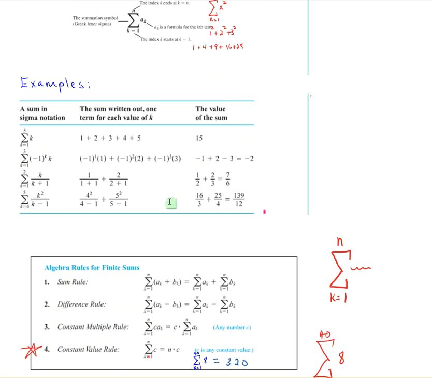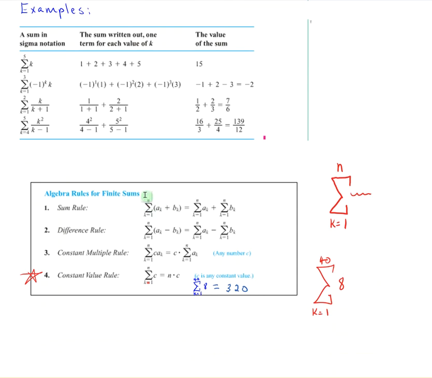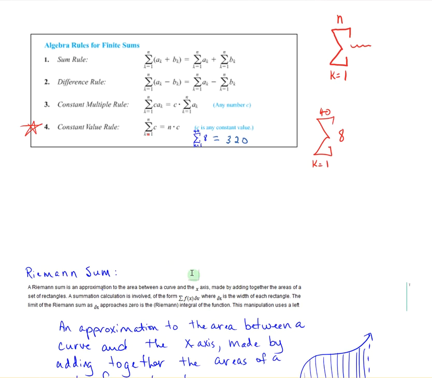We do have rules for finite sums. If you have a sub k plus b sub k, you can write those as two separate summations. Same thing with subtraction. We also have this constant value rule: you can multiply n times c, and that will give you the sum. We have some of those in our homework, so that will be helpful for you.